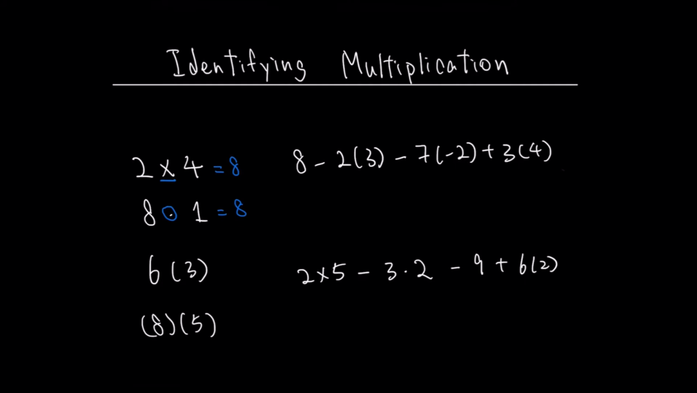And then we have two numbers sitting next to each other, one in parentheses or two in parentheses, or even more. Both of these indicate multiplication. So 6 times 3 is 18, and 8 times 5 is 40. These are our symbols that indicate multiplication.